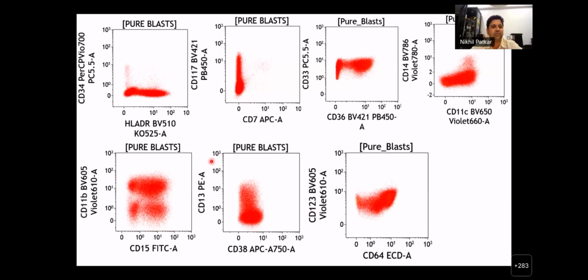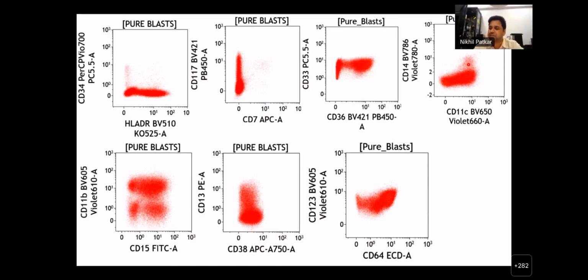So this is the flow of that patient. What do you see here? Can you read the flow? CD4 is negative. HLA-DR is positive. CD7 negative. CD117 is positive. CD36 is positive. CD33 is also positive. And then CD14. CD14 is in a subset, not the whole population; it looks positive.